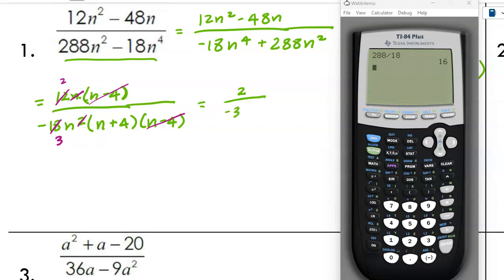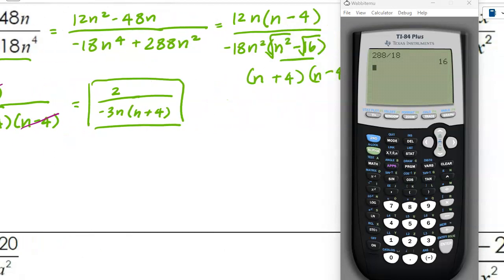And a negative 3 and an n plus. Oh, goodness, I keep on getting all of these wrong. N plus 4. And there you go. Good job.